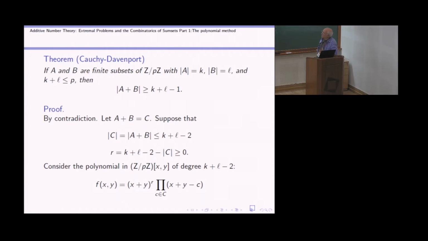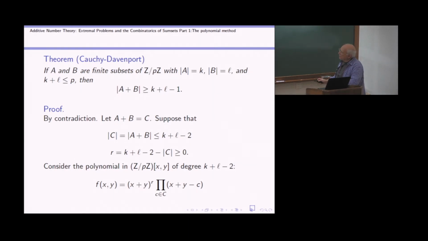And because this is called the polynomial method, I need a polynomial. So here it is. I take (x plus y) to the r, times this product, x plus y minus c, for every element c in the sum set. So the degree of this product is the cardinality of C. The degree of this is R, and the cardinality of C plus R is K plus L minus 2. So this is a polynomial of degree K plus L minus 2.